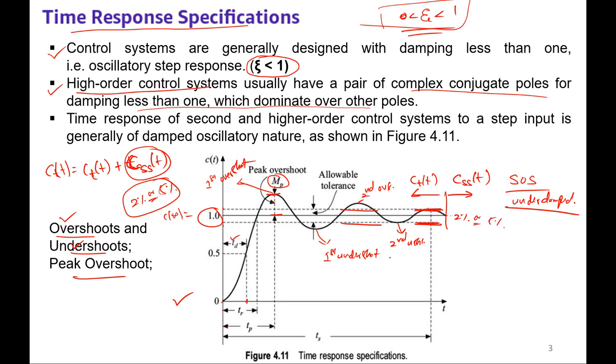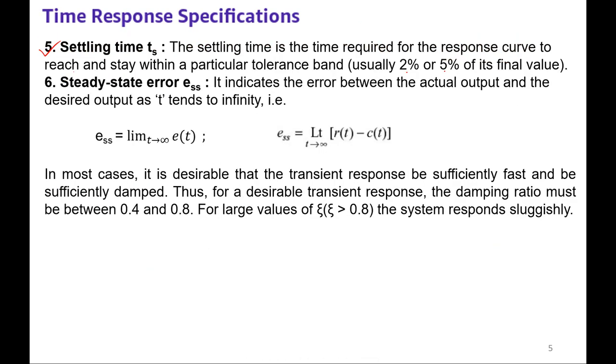So hence the time required for the response to reach and stay within the available tolerance band of plus or minus 2% or plus or minus 5% is termed as the settling time Ts, from here to here. I hope you are getting. This is the Ts. So just once again, we will define settling time as the time required for the response curve to reach and stay within a particular tolerance band of plus or minus 2% or 5% of the final value.